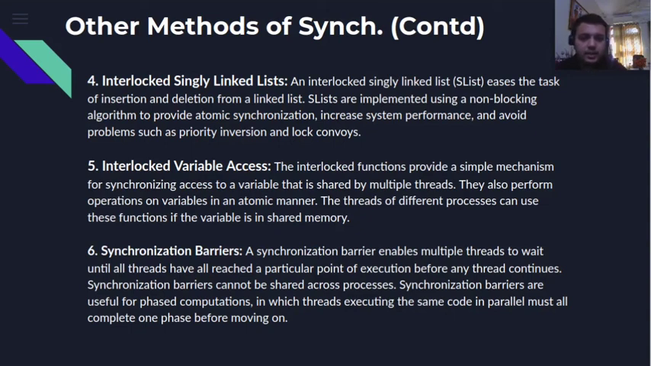S-lists are implemented using a non-blocking algorithm to provide atomic synchronization and increase system performance. Interlocked variable access. The interlocked functions provide a simple mechanism for synchronizing access to a variable that is shared by multiple threads. Another way to synchronize in Windows is synchronization barriers. So these were pretty much the ways of synchronization that are used in Windows XP.